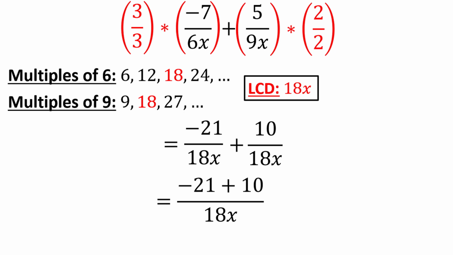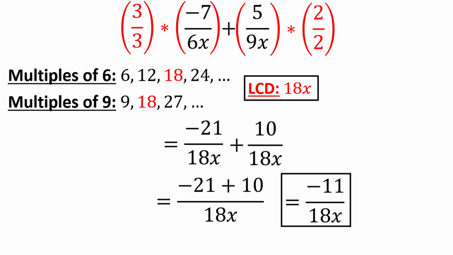Now we can add the two numerators as the denominators are equal. Negative 21 plus 10 is equal to negative 11. So that means that our answer is negative 11 divided by 18x, which can't be reduced.